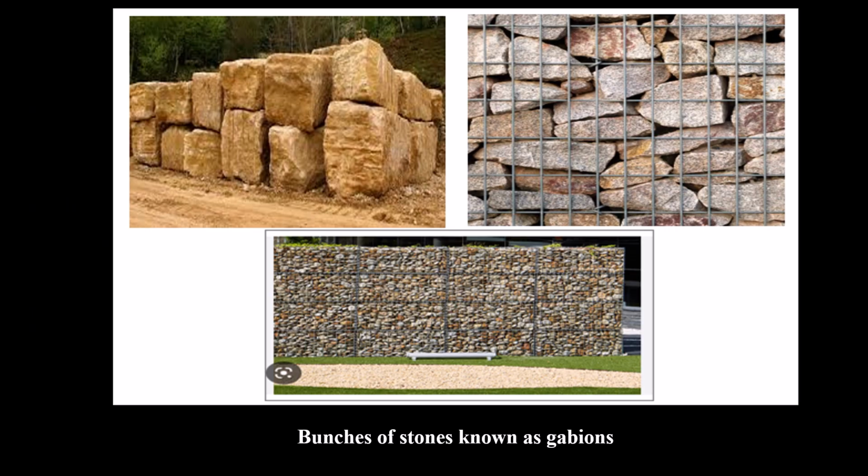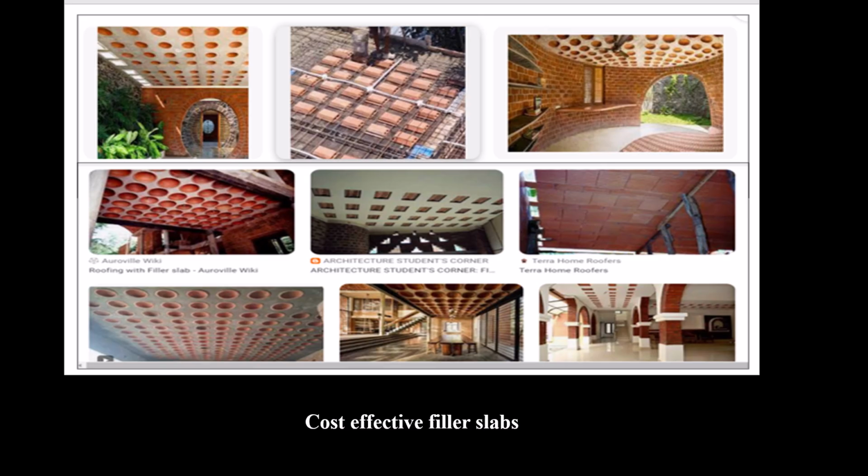Bunches of stones known as gabions are required. These are required for major earth retaining structures. Cost-effective filler slabs are known as low cost technology. You can see beautiful filler slabs available. That filler material is of less cost compared to the concrete, hence saves in construction cost.